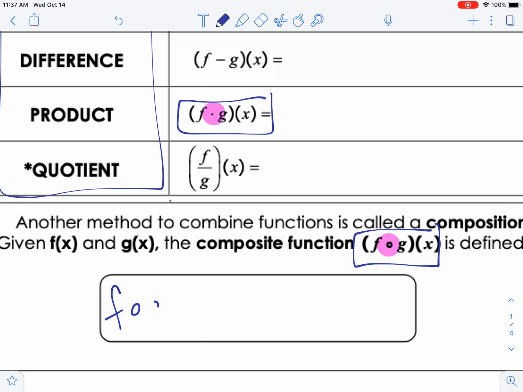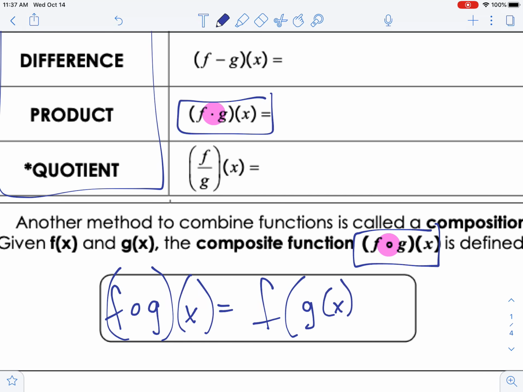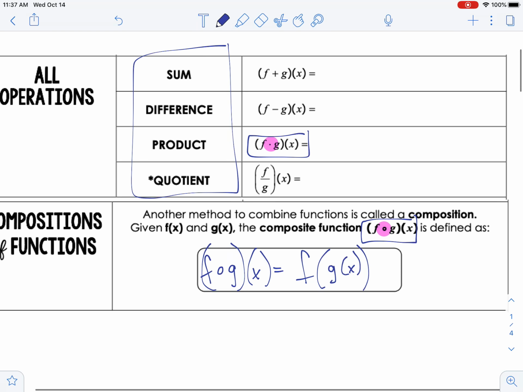So f of g, like this, with a circle of x, means I'm literally going to take the second letter, the g function, and plug it in to the f function. That's what that means. So I just wanted to clarify that's called a composite function. You can pause the video now and write these down if you want.